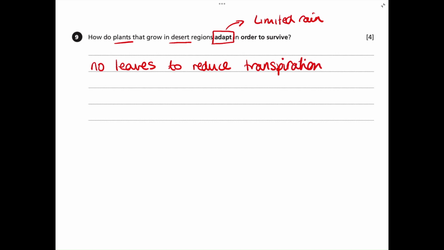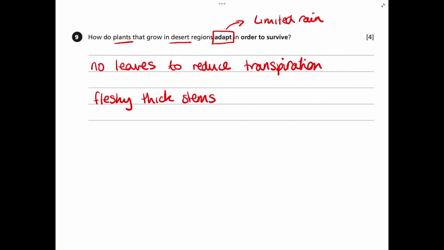You could also write that they have spikes or that they have needles instead. So that's one thing that they do in order to contain water in an area of limited rainfall. They also have really thick stems. So fleshy, thick stems.